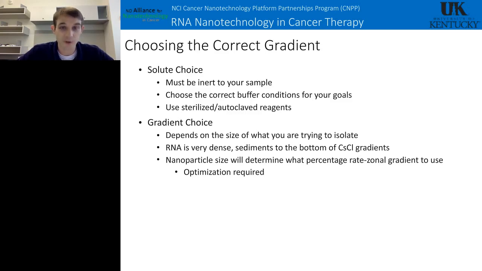You need to choose the correct buffer conditions. For example, RNA, like I discussed earlier, is susceptible to degradation by RNases, the nucleases. However, these nucleases are divalent metal ion dependent. So whenever we do this, we do this in a TE buffer, a buffer that contains EDTA, so it will chelate these divalent metal ions and prevent the degradation of your RNA. And then also, it kind of goes throughout this entire presentation, it's very important to use sterilized and autoclaved reagents. In our lab, we always autoclave all of our tips, our tubes, our buffers. You need to do that to make sure you prevent degradation of your samples.